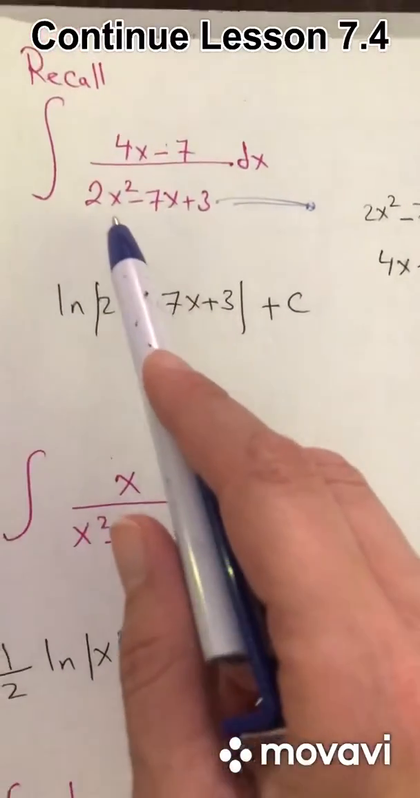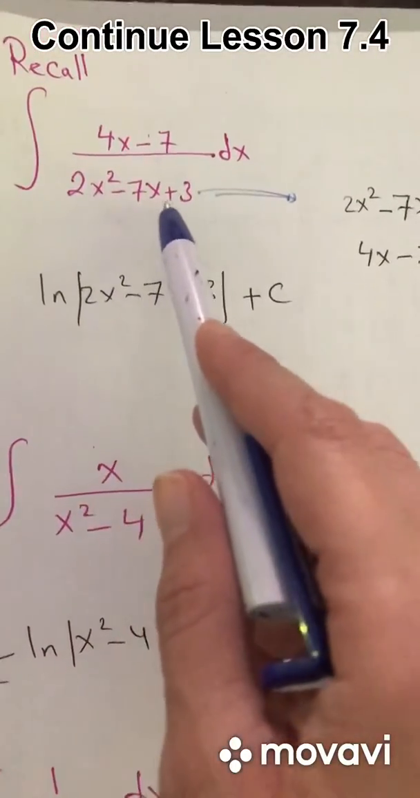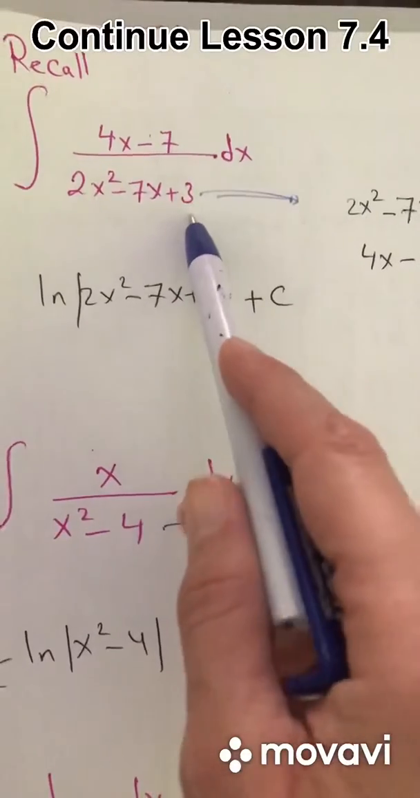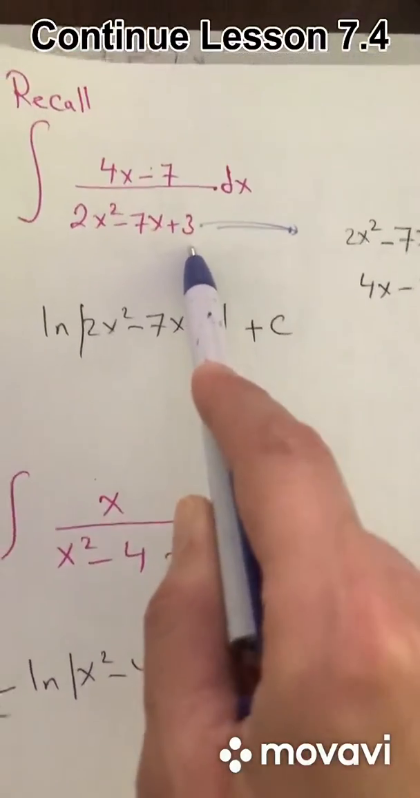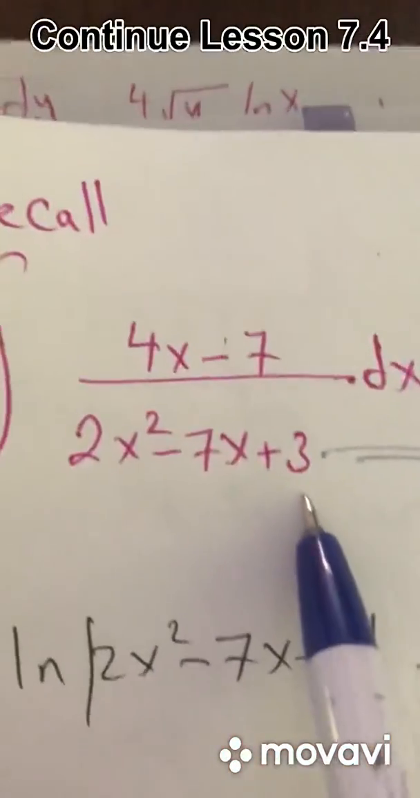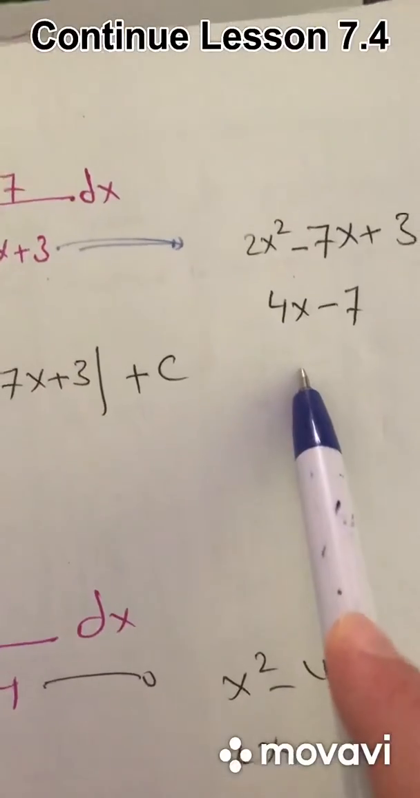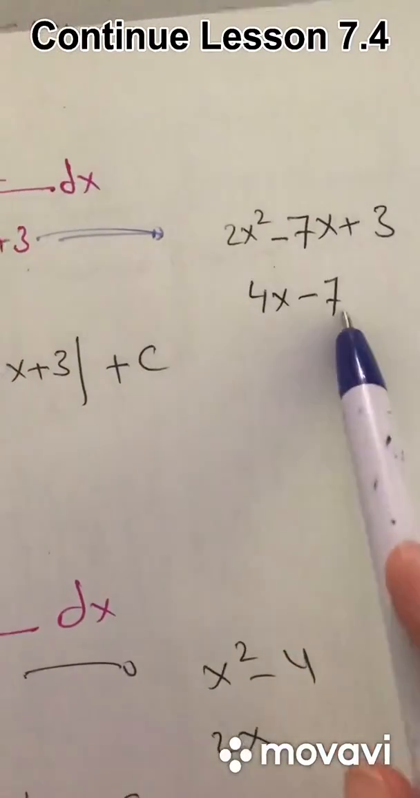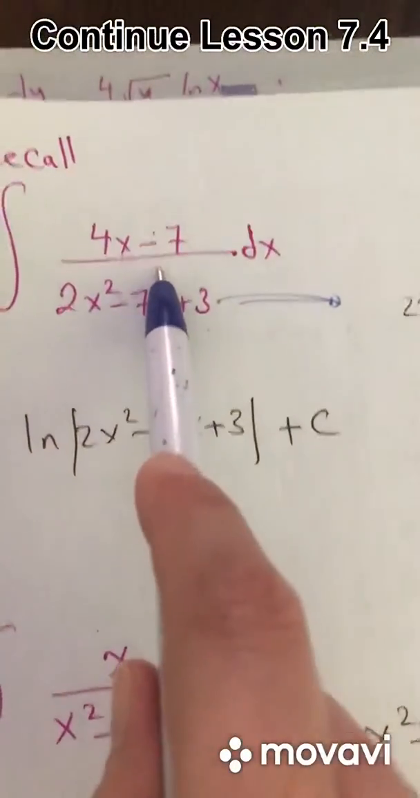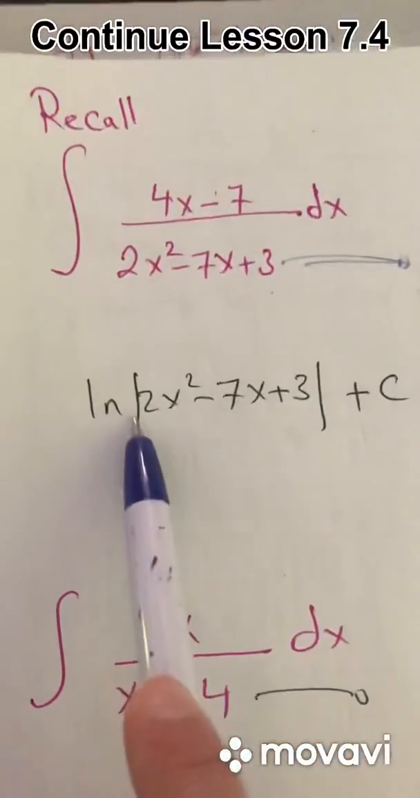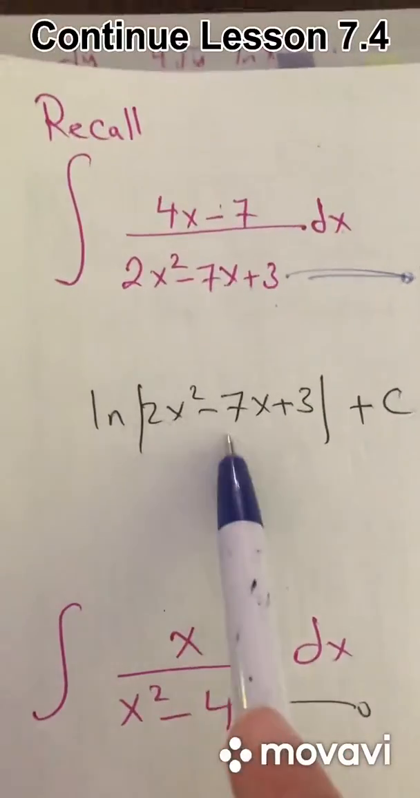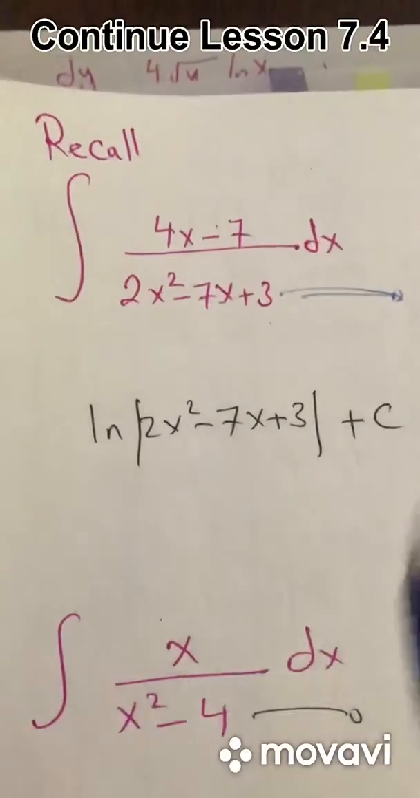Remember this, when there's a 2x squared minus 7x plus 3 in the denominator, what we will do, remember what we used to do? Yes, we will think about the ln. So basically we will take the denominator and check there: is the derivative of the denominator, which is 4x minus 7, the numerator? Yes, it is. So I can write this one directly as ln of 2x squared minus 7x plus 3 plus c.